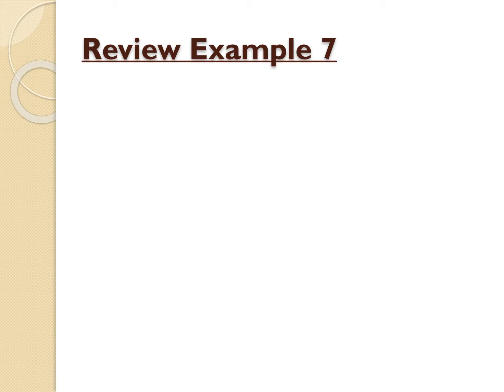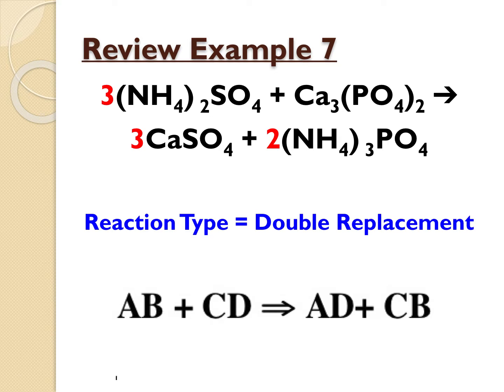Last example, this one's a doozy. It looks intimidating, it's not. We have ammonium sulfate, 2 polyatomics, plus calcium phosphate, with only 1 polyatomic, which would be phosphate, and that's going to yield calcium sulfate plus ammonium phosphate.